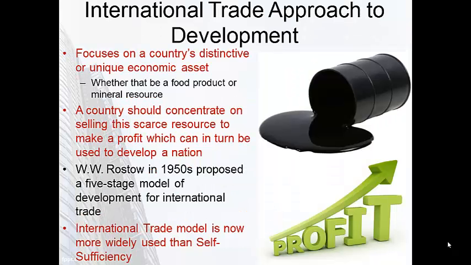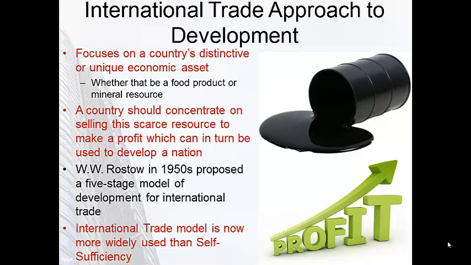Alright, let's talk about the other developmental model, one that is used more so today, that many, many countries use. And it's the international trade approach to development, which focuses on a country's distinctive or unique economic assets. This could be a food product, could be a mineral resource, hey, could even be oil. A country under this model should concentrate on selling this scarce resource in order to make a profit. And therefore, by making this profit, will turn it into a more developed nation.